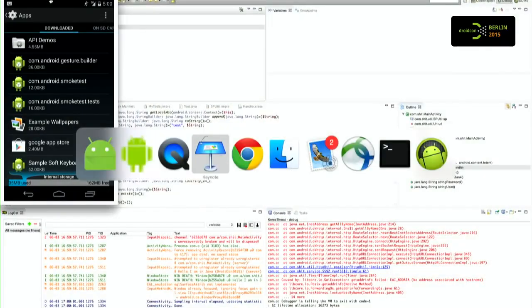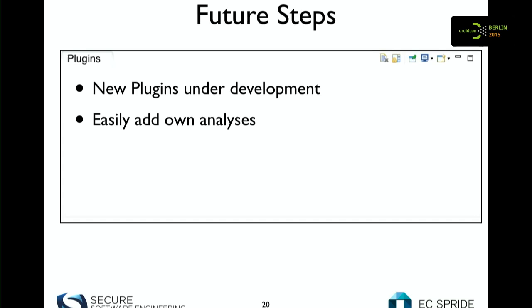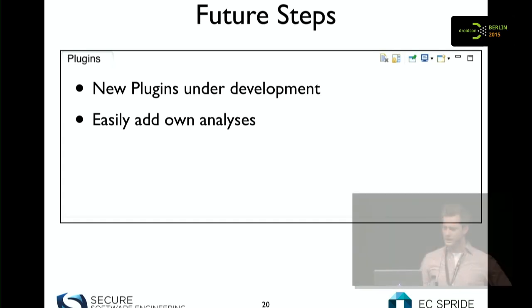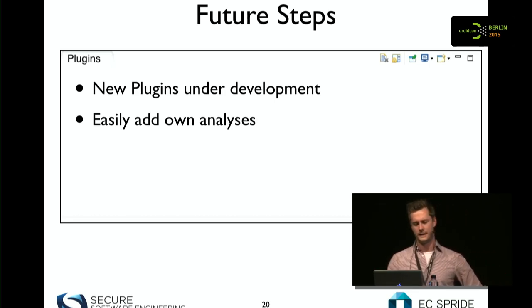Live demo. So this was the live demo. What are the future steps here? So we are currently implementing new plugins which are under development. I was not able to show you the plugins, just the basic framework, but there are new plugins besides this data flow tracker and the deobfuscator and some others. New plugins are under development, which are based on our research, which we are doing.